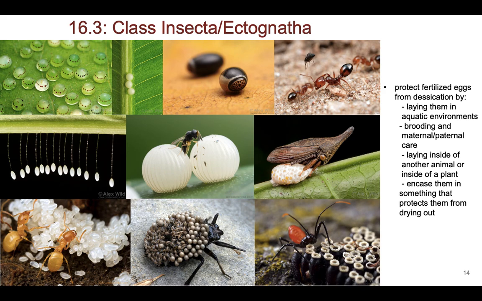So let's talk a little bit about reproduction. This slide is just kind of showing the diversity of different types of eggs that you can find in insects and where they'll lay their eggs. And they have some different strategies for protecting their fertilized eggs from desiccation. So they can lay them in aquatic environments on top of water, or they can protect them by brooding and exhibiting maternal or paternal care.